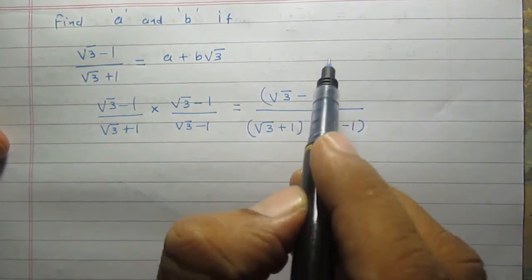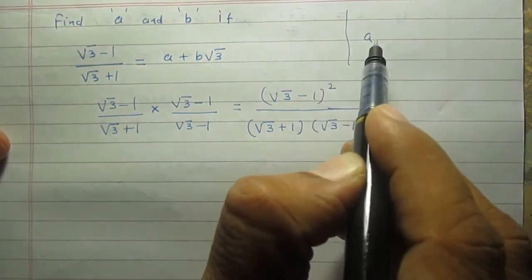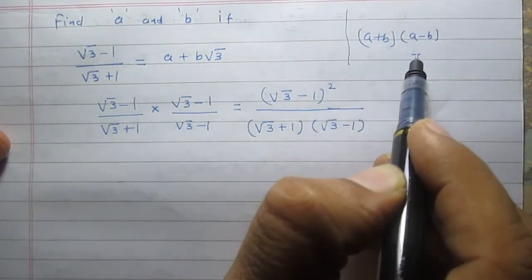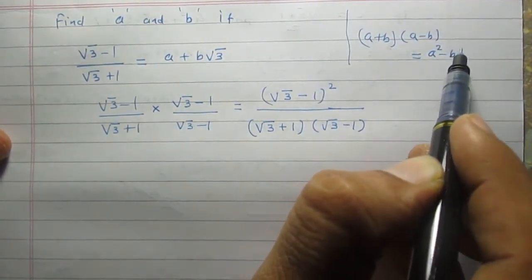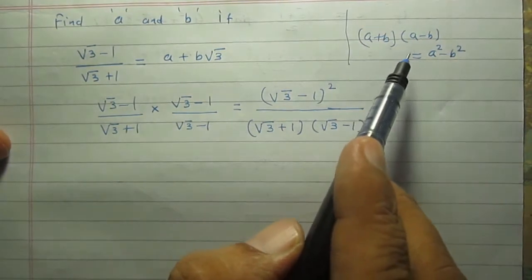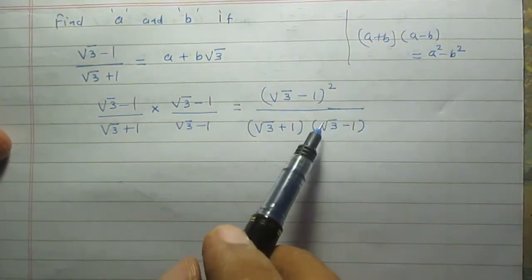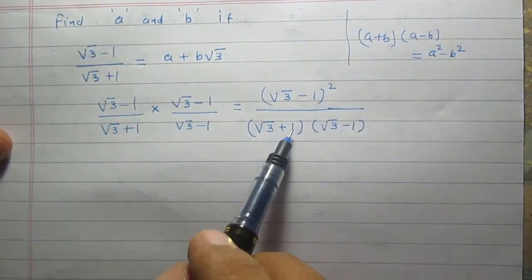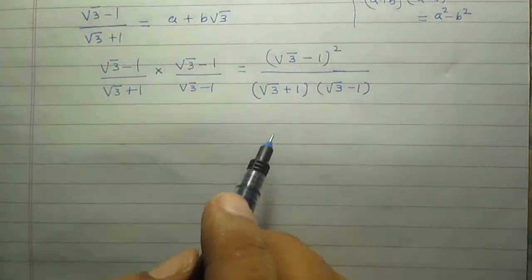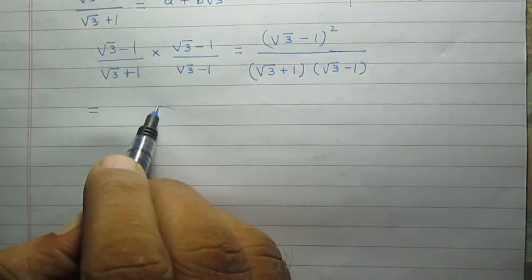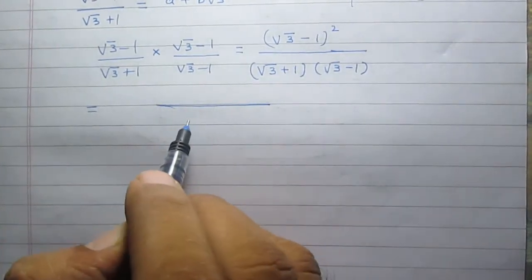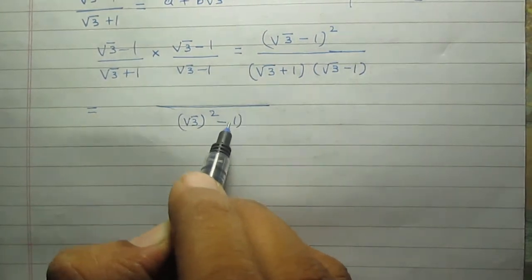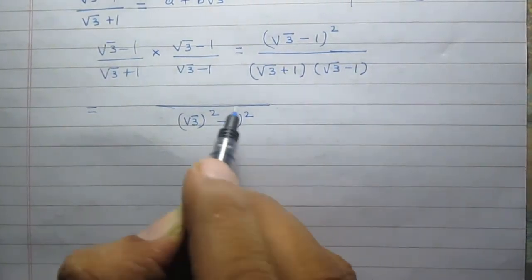Now, according to the identity, (a plus b) multiplied by (a minus b) is equal to a square minus b square. We can use this identity here where a stands for square root of 3 and b stands for 1. So we will get in the denominator square root of 3 square minus 1 square.